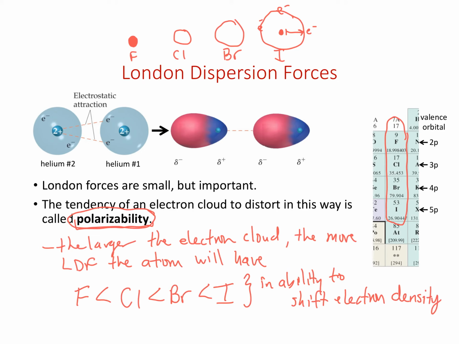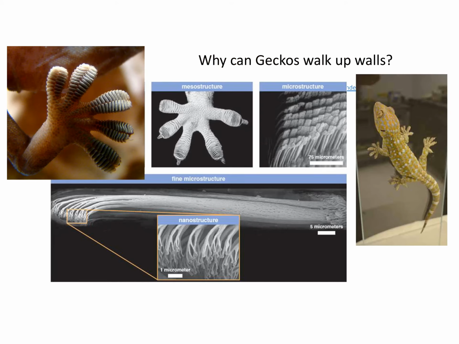The easier it is to shift that electron density, the more London dispersion forces we will have for that atom. So here's an example of London dispersion forces at work. I said everything experiences London dispersion forces. I also try to incorporate examples of chemistry in our everyday life, because many of you are not majors, but whether you're a chemistry major or not, we all experience chemistry every day. So, how can a gecko walk up the side of the wall?